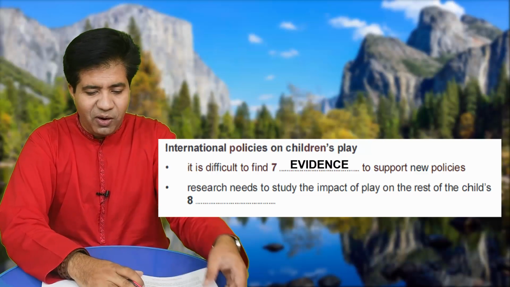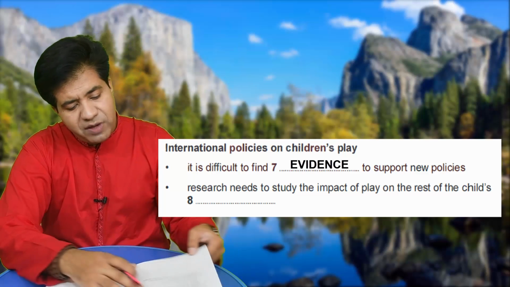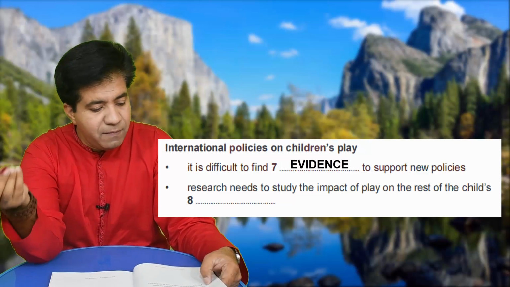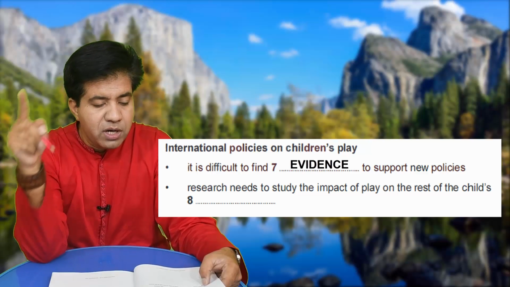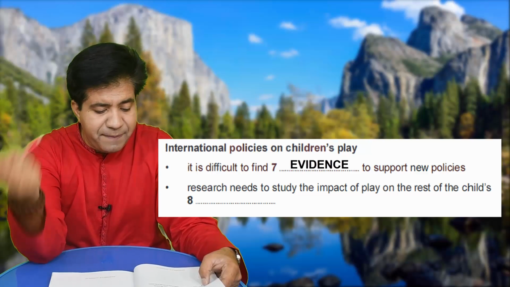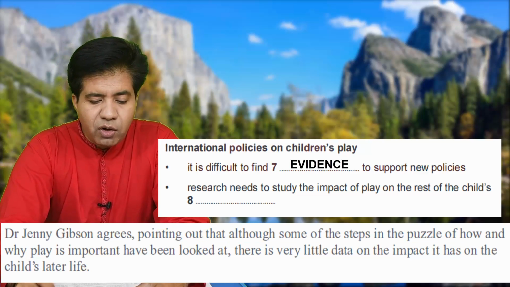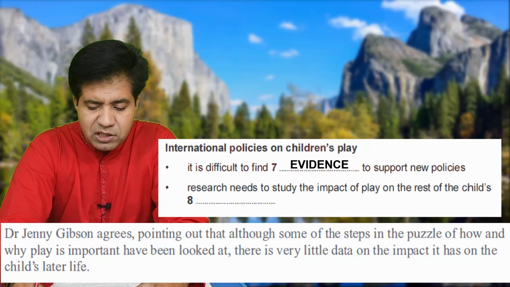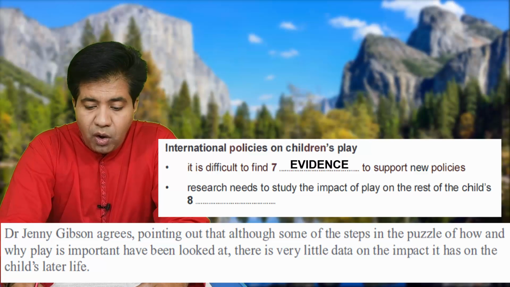Okay, let's go on. Now you can see this paragraph. I just scanned, and by the way, over here, the clue word is same. You need to read from the same paragraph ahead, and then research needs to study the impact. You got to see where do they talk about research which is needed, and then the impact of play on the rest of child's dash. So let's just take a look. Dr. Jenny Gibson agrees, pointing out that although some of the steps in the puzzle of how and why play is important have been looked at, there is very little data on the impact.